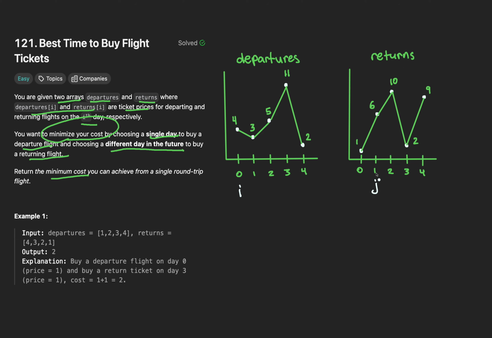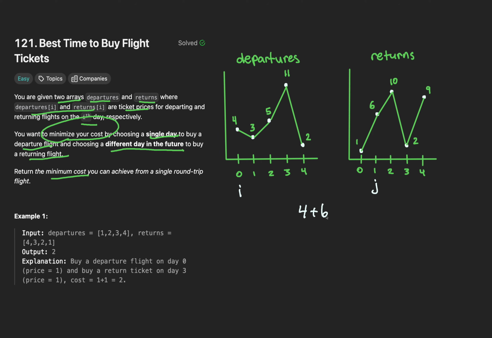Now, as to why j starts on the first day and not the 0th, again, we cannot depart and return on the same day. That's just this rule right here. It must be in the future. Okay, so we're buying a departure ticket for a price of 4 and buying a return ticket for a price of 6. Instead of subtraction, we'll use addition to figure out what our total cost is.